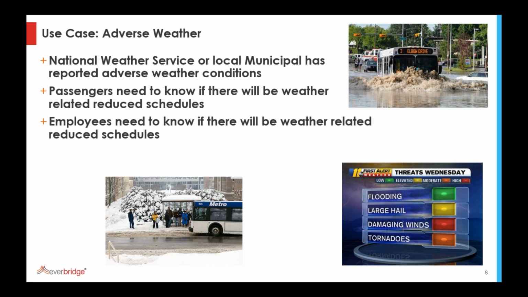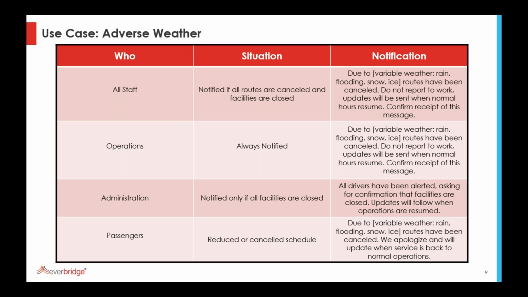And employees need to know about these scheduling changes as well and the potential impact. And again, staff need to know if the facilities themselves will be closed. So just as a breakdown, what I'm showing you here is that there are 4 different groups in this particular scenario that you're messaging. They have a similar situation, but the notifications are going to be different.